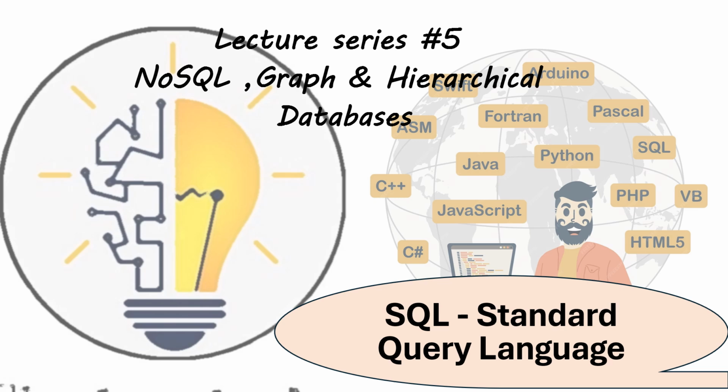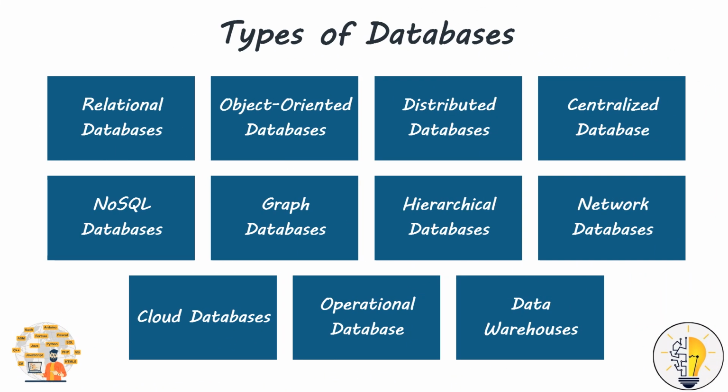This is lecture series 5 dealing with NoSQL Graph and Hierarchical Databases. Moving on to the deepest part of NoSQL, these are the fundamental types of databases which you have already seen in the other data series. Now we will be moving on into NoSQL.